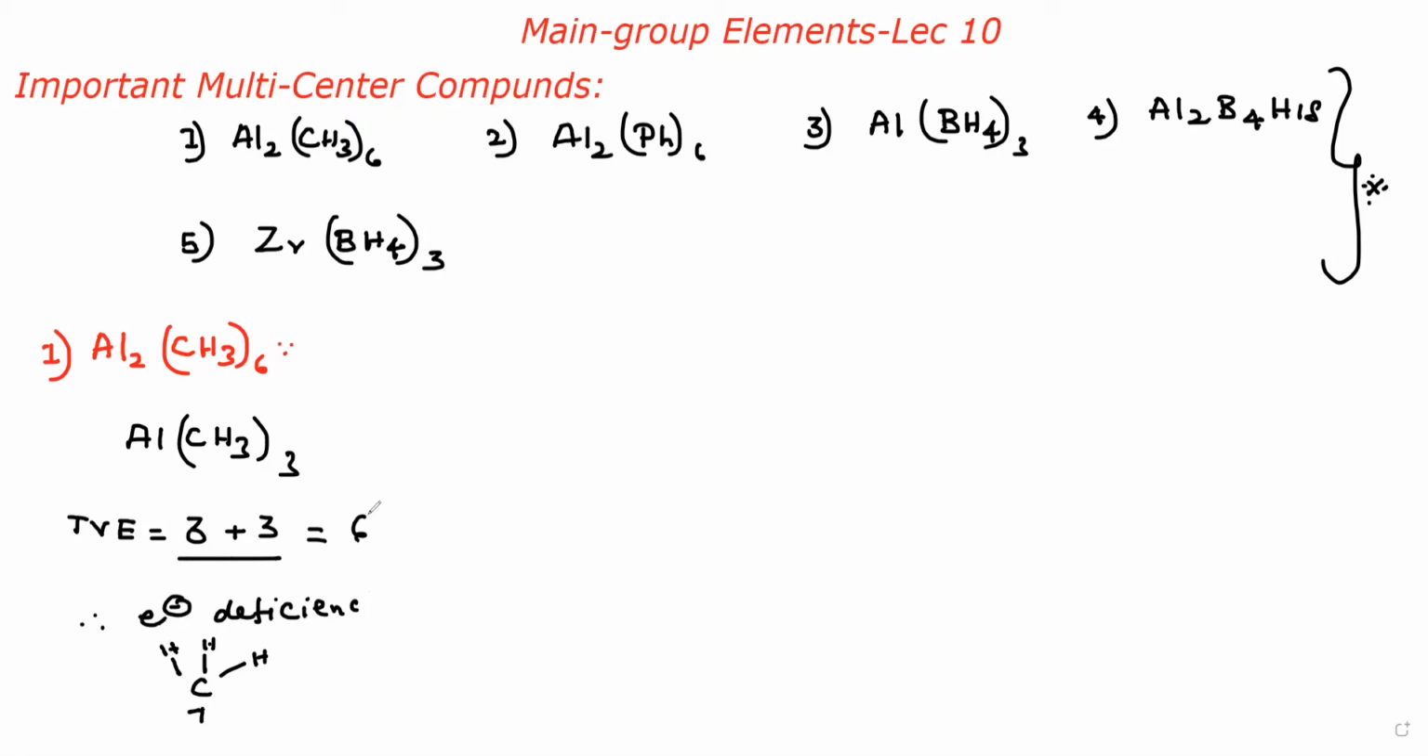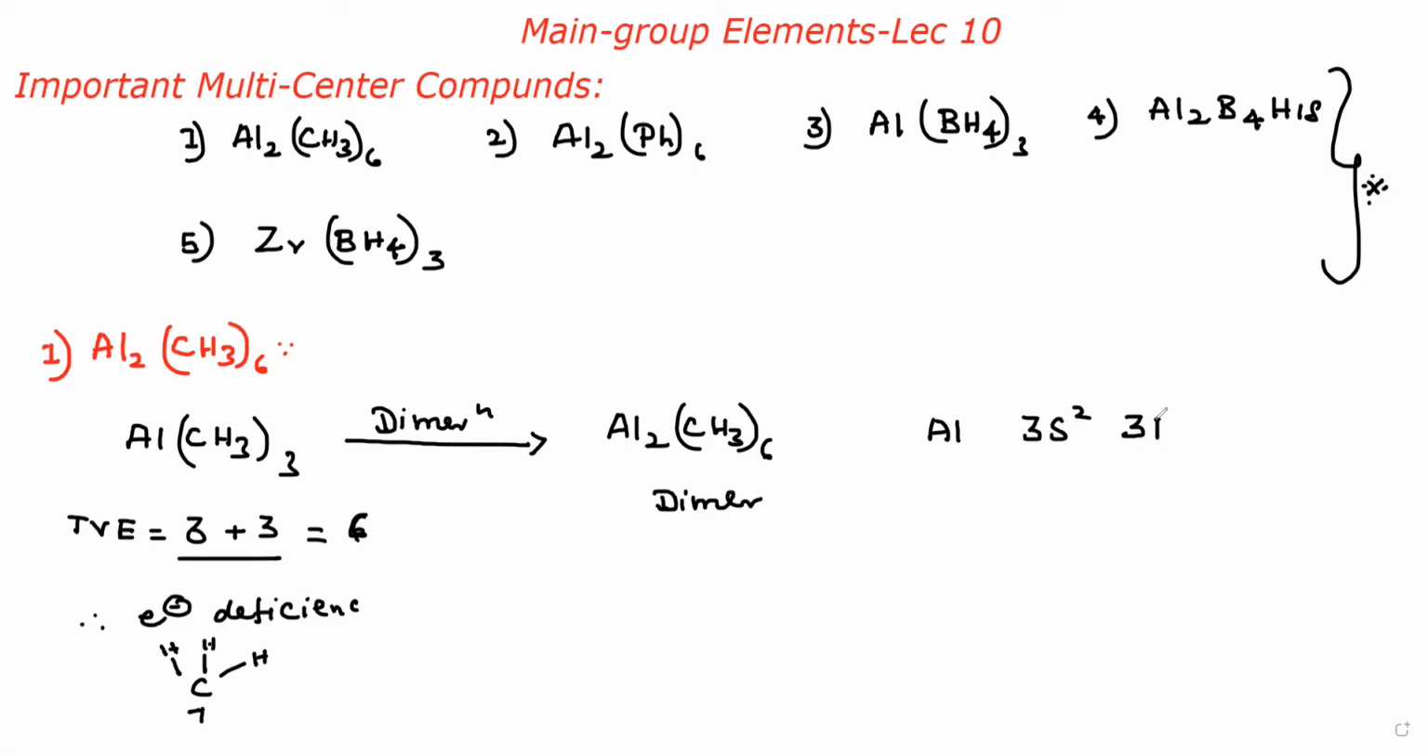Now this has only 6 electrons, so the electron deficiency is there. Therefore what does the electron deficient molecule undergo? Dimerization. Okay, now it's dimerization. What will happen? They form Al2(CH3)6. Okay, this is the dimer form.